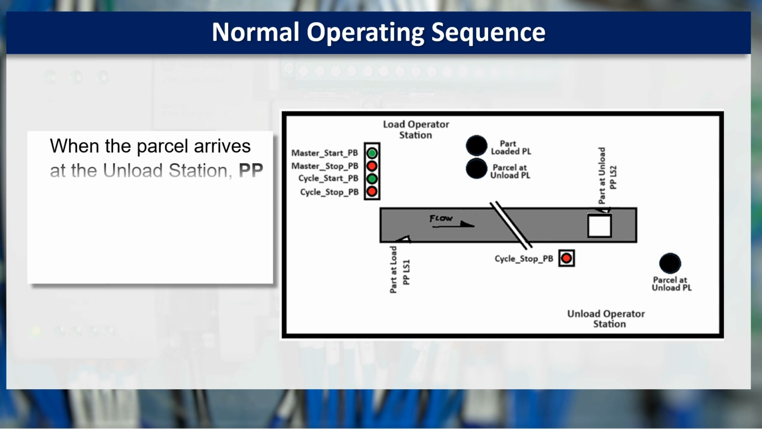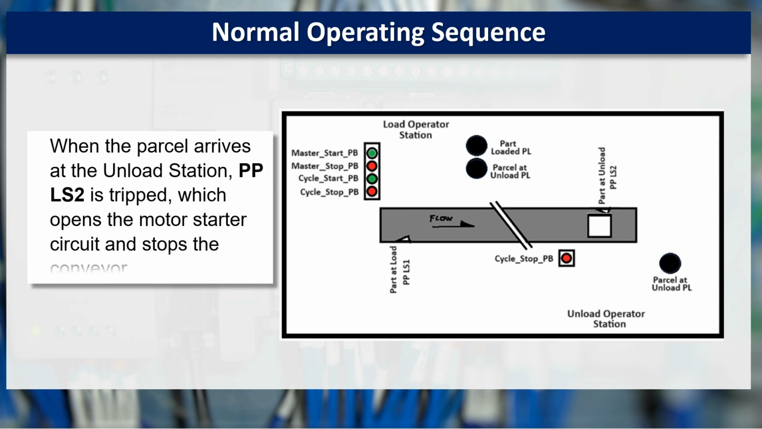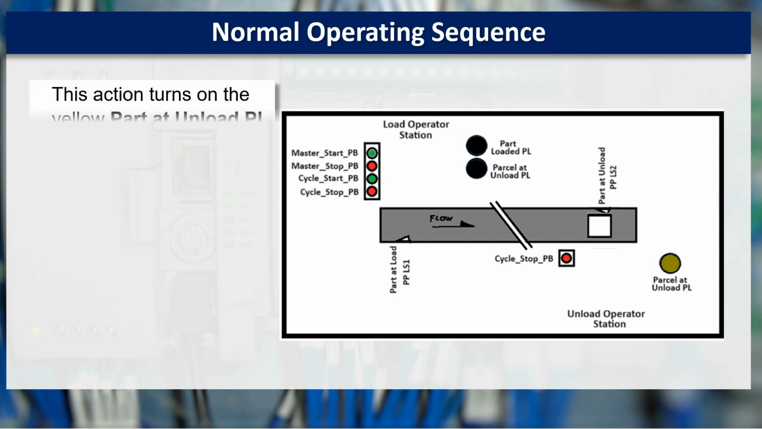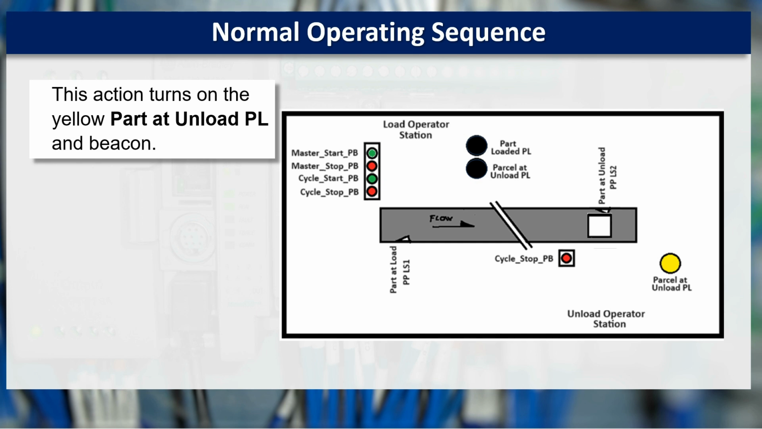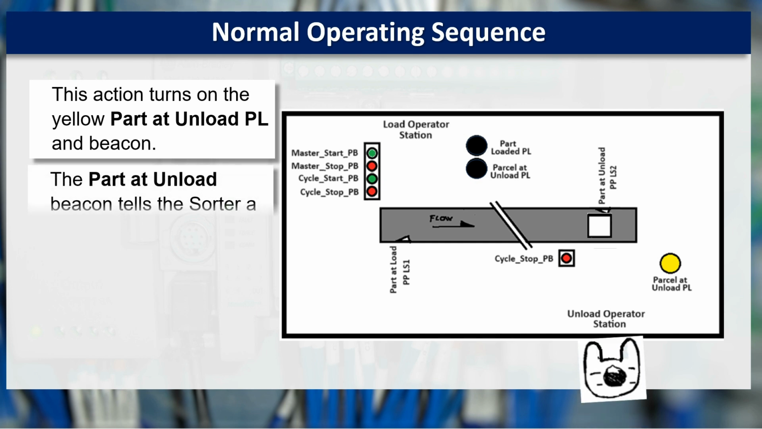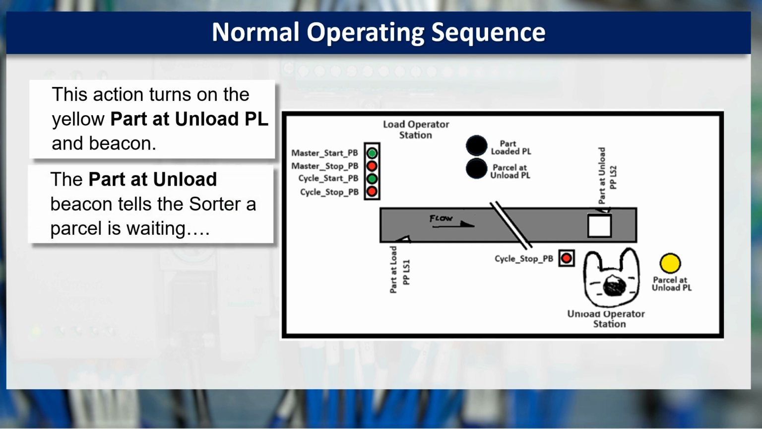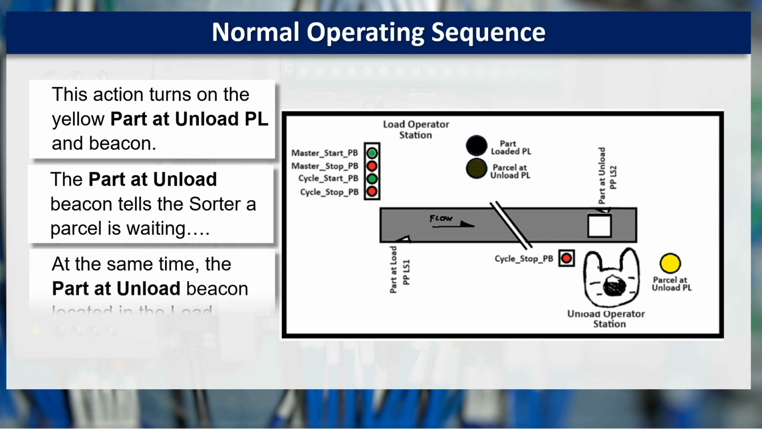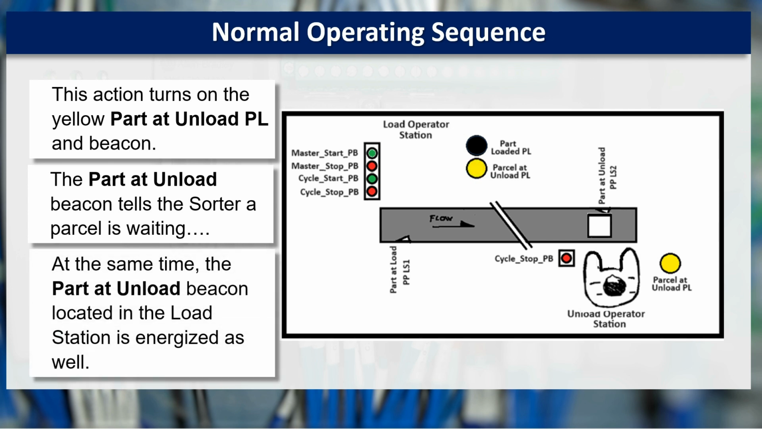When the parcel arrives at the unload station, part present LS2 is tripped, which opens the motor starter circuit and stops the conveyor. This action turns on the yellow part at unload pilot light and beacon. The part at unload beacon tells the sorter a parcel is waiting. At the same time, the part at unload beacon located in the load station is energized as well.